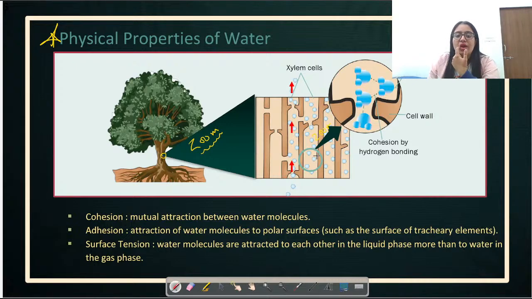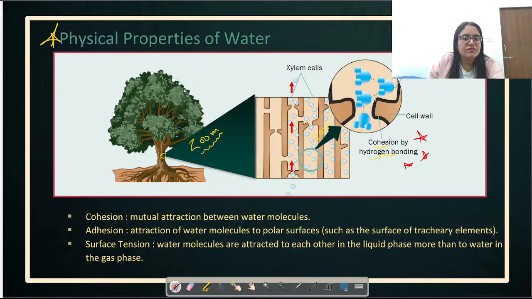I'm trying to show you how exactly water molecules are attracted, showing what kind of attraction there is when they are traveling in the tracheary elements. So listen to this very clearly, students. This section of the xylem cells has been zoomed out, and if you notice here, one water molecule is attracted to another water molecule with the help of cohesion, right? And this cohesion is due to hydrogen bonding. This is so obvious, right? You all know this from your chemistry knowledge.